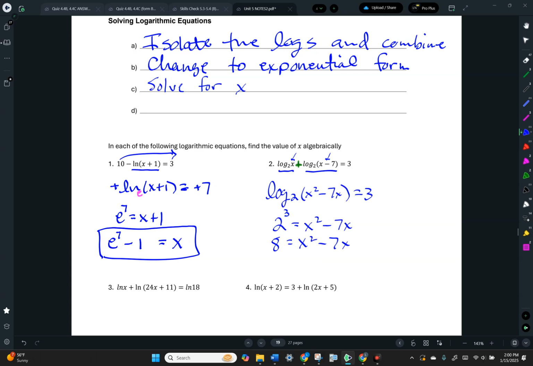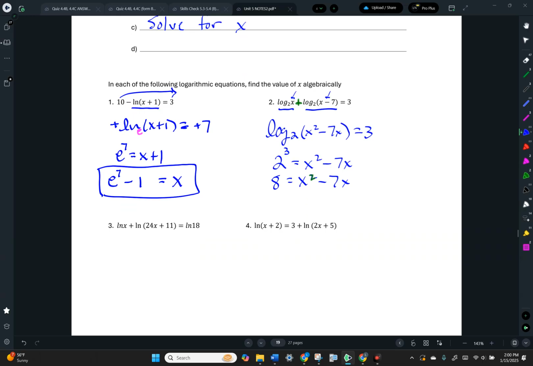Now, in order to solve for x, notice I have multiple x terms, but the real hint here is the fact that I have an x squared. And so remember, if you have an x squared, the easiest way to solve is to see if you can set it equal to 0 and factor. So I'm going to subtract 8. So I'm going to have 0 equals x squared minus 7x minus 8.